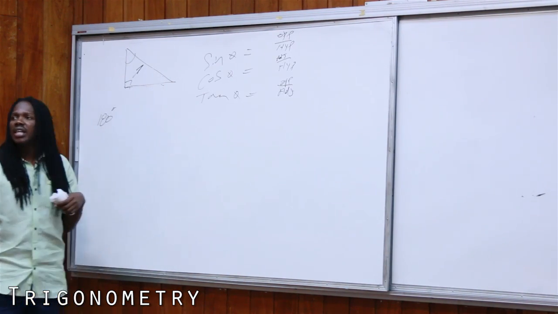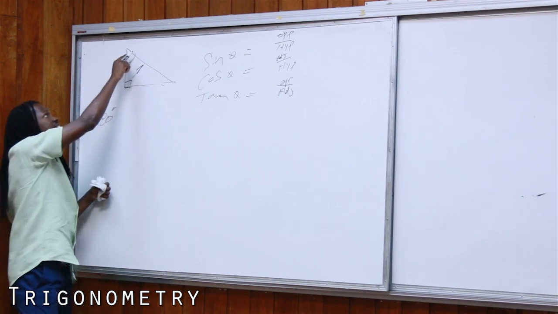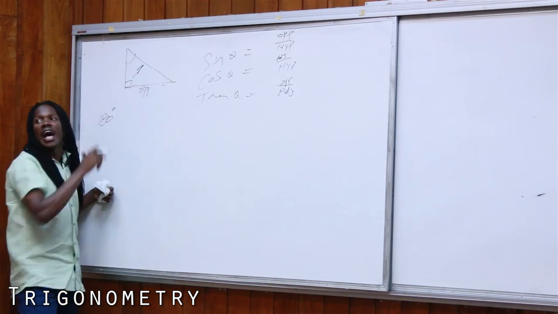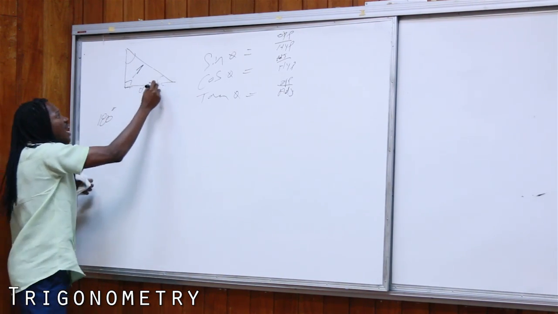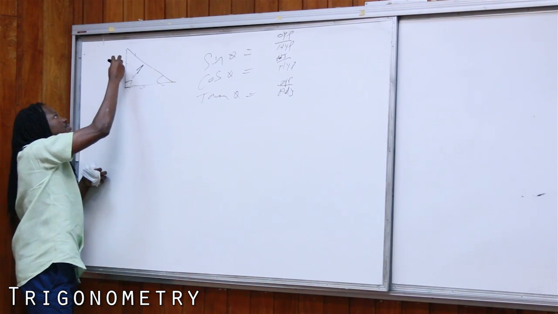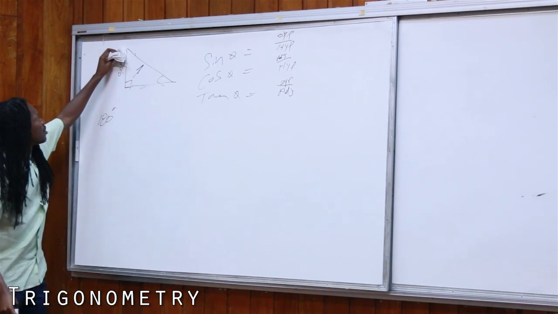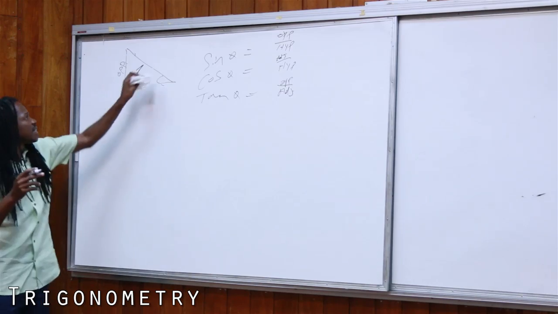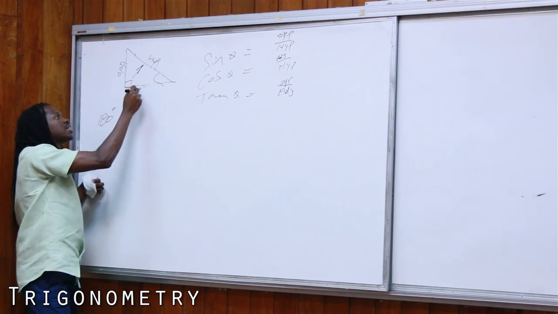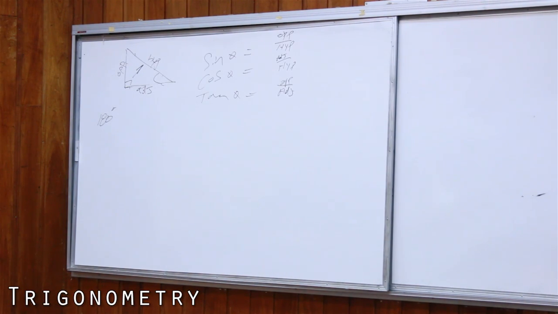The opposite is dependent on the angle of reference. So if this is the angle of reference, then the opposite is the line opposite to the angle of reference. Therefore, the other one is the adjacent. So this is a hypotenuse automatically. If this is the angle of reference, this is the opposite, and the other one is the adjacent. Everybody understand that? Yes, sir. All right, good.